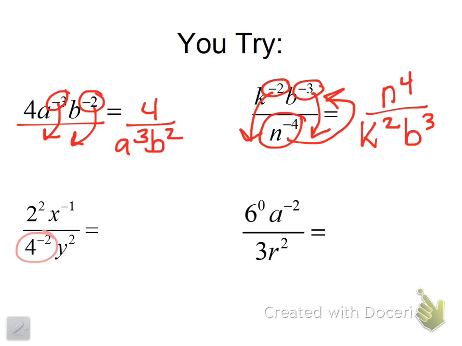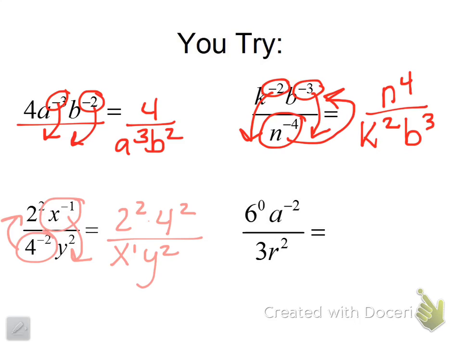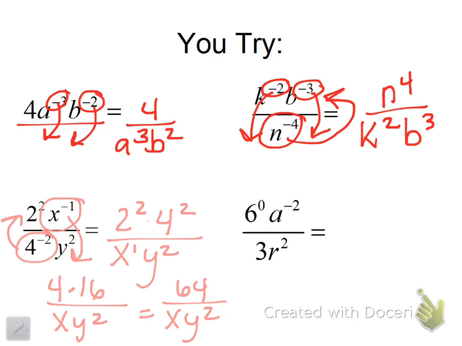Okay, looks like this 4 to the negative 2 is going up, and this x to the negative 1 is going down. I suggest writing arrows because I think it's easier to see what you're actually moving and what you have left. So we dropped this x to the 1 and y squared. Okay, so 2 squared is 4, because it's 2 times 2, and 4 squared is 16. Okay, so 4 times 16 then is going to be 64 over xy squared.